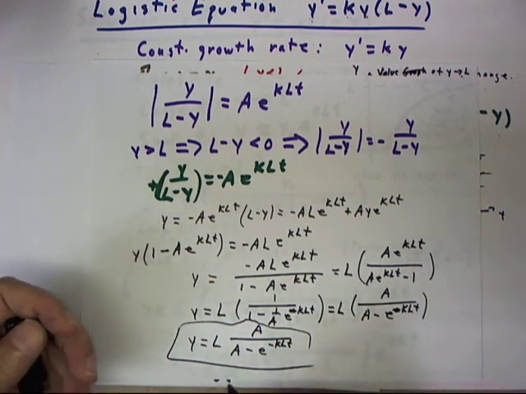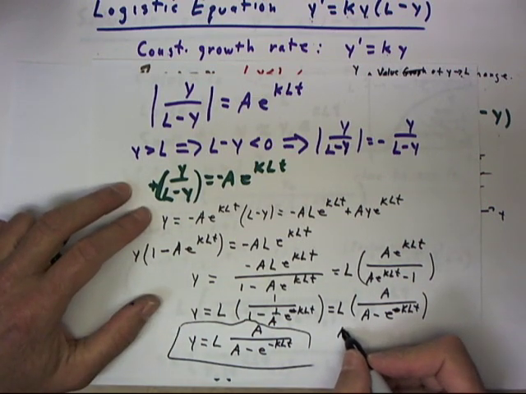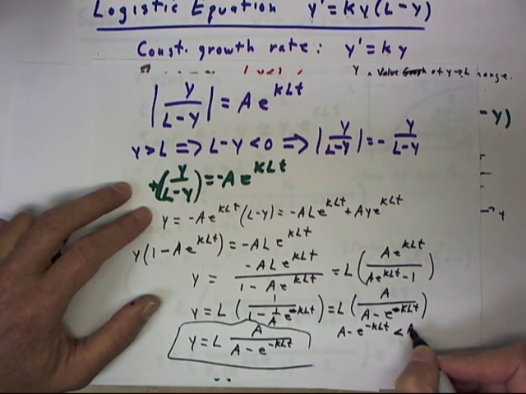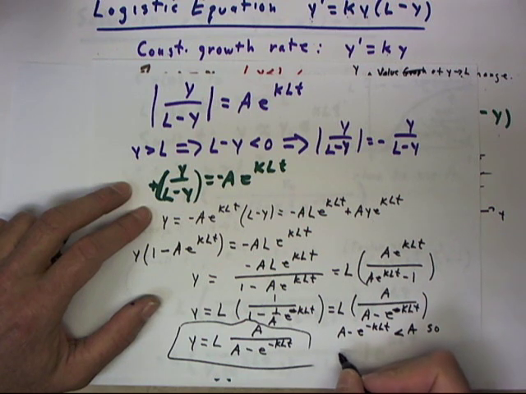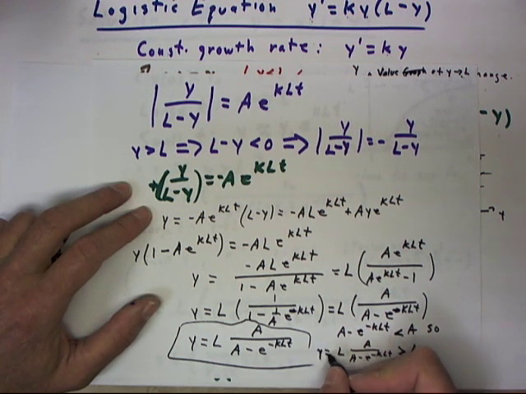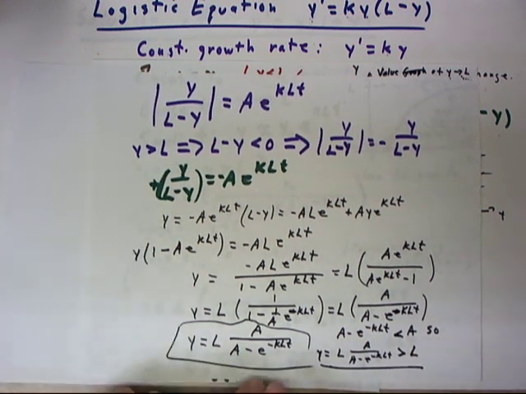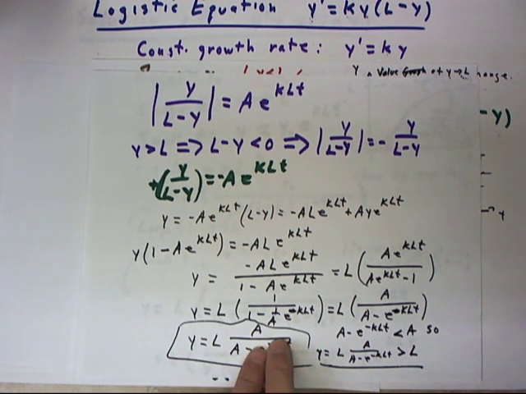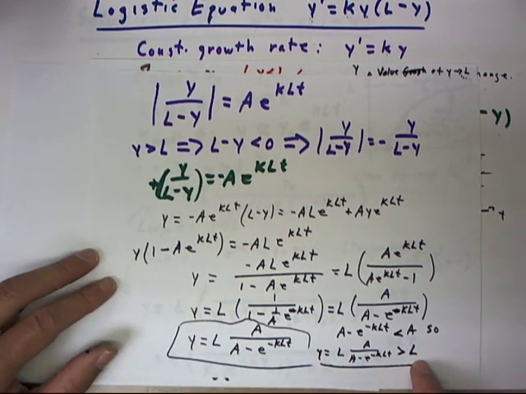So A minus e to the negative KLt is less than A, so L times A over A minus e to the negative KLt is greater than L. So y equals this remains greater than L. However, as t approaches infinity, this term approaches 0, so that the denominator just approaches A, and y, as previously, approaches a limiting value of L.